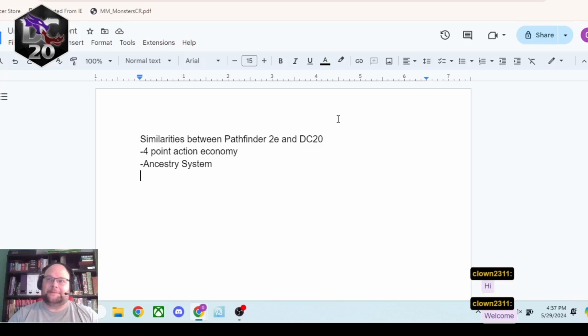Definitely helps balance out wherever you're weak, or add a little bit more to a secondary strength. It has definitely helped me to build some interesting characters. And then I know that some of the other ancestries also do provide boosts, but only to specific stats, where the human can pick any. So we have the 4-point action economy, the ancestry system.